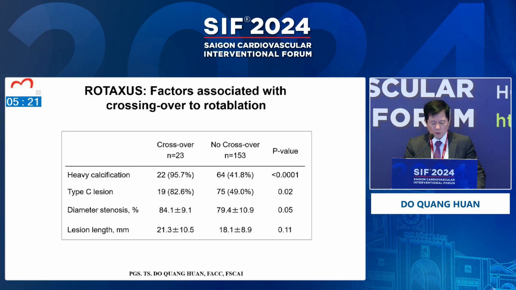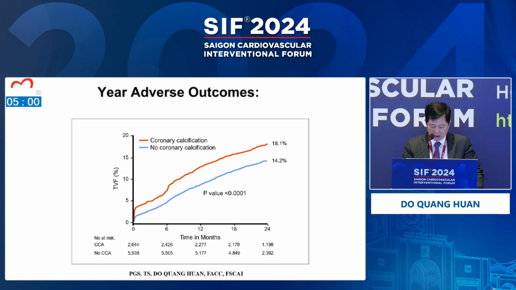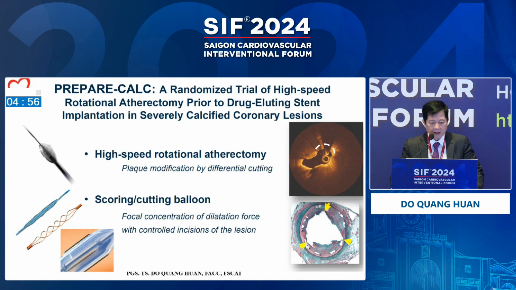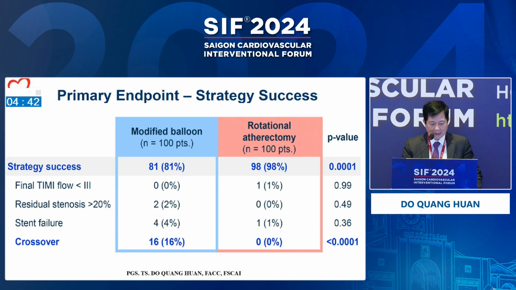And in heavily calcified lesions, there is a 22% crossover from the balloon to the Rotablator. The 2-year adverse outcomes are better in the Rotablator arm, with prepared calcified lesions. Recently, they compared Rotablator and scoring balloon, with 200 patients included in the study, 1 to 1. The strategy success when we do the Rotablator is better than if we do the scoring balloon alone.